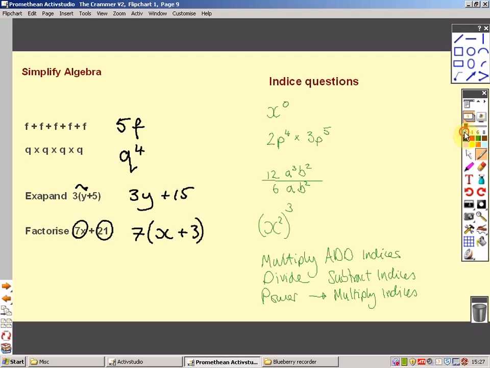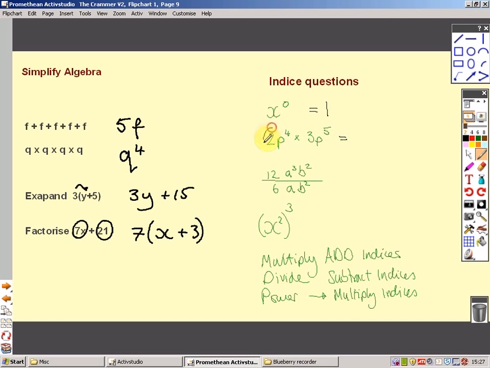Okay, moving over here to the indices questions. x to the 0. They always like this. Anything at all to the power 0 is 1. Really simple question. Worth 1 mark, but if we just learn that now, anything, x, y, p, q, 7, anything at all to the power 0 is 1. You've remembered it.